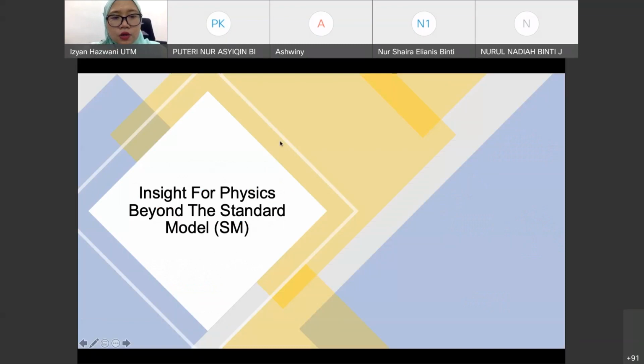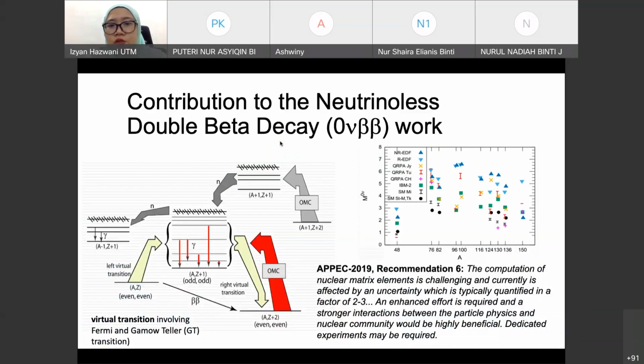Okay. So let's move to the physics beyond the Standard Model. The contribution to this neutrinoless double beta decay. So first, what is neutrinoless double beta decay?